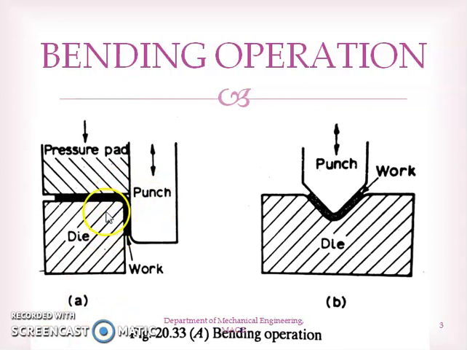This figure shows the bending operation. Here you can see a die. Over the die we will place the sheet metal. Then we will exert force by using this punch. So the sheet metal will be bent to the required angle. Similarly here also we apply the force through the punch and the sheet metal is bent to the required angle.